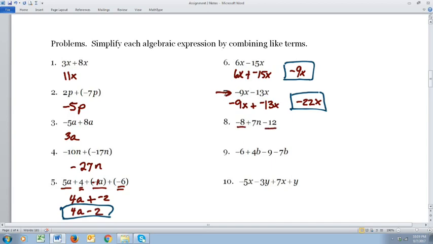All right, so here we're adding our constants first. We get negative 8 and negative 12, which is negative 20. And then notice we have just a single n term. I call it a loner term. And so don't forget about him.